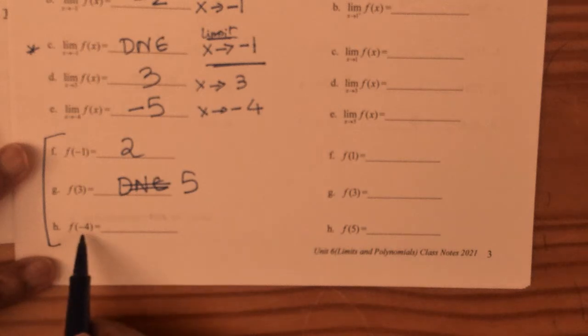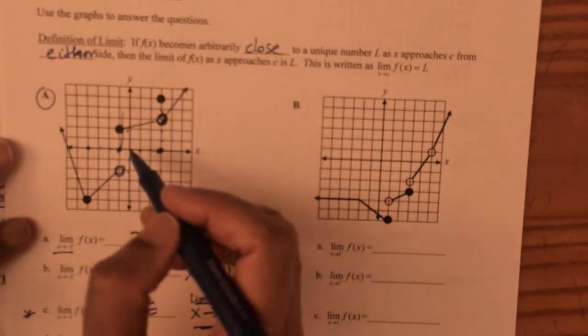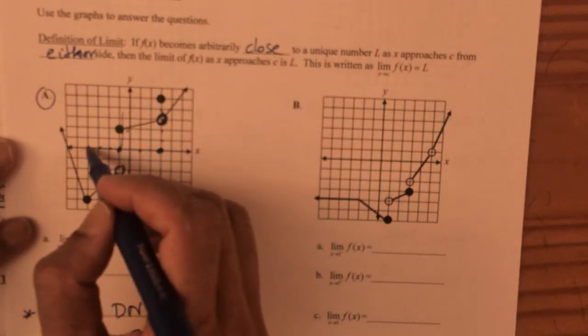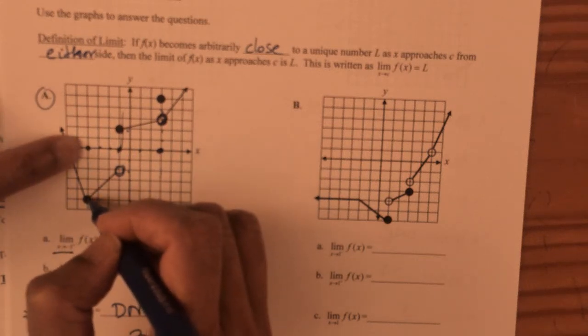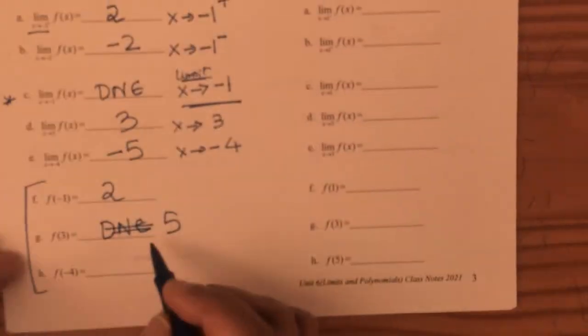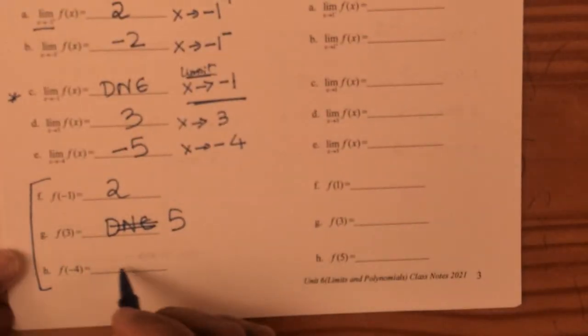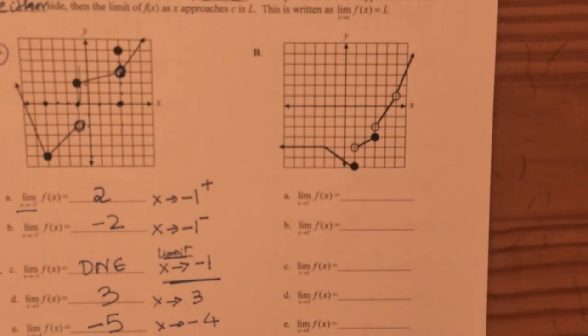Okay, let's read this. F of negative 4. 1, 2, 3, 4. Now you're just evaluating. What is the value at negative 4? It's this value, and it's a closed circle. So it very much exists. So it's negative 5. Alright, so that's how you read your limit.